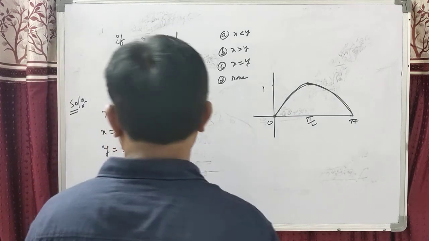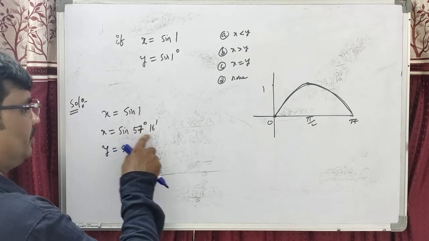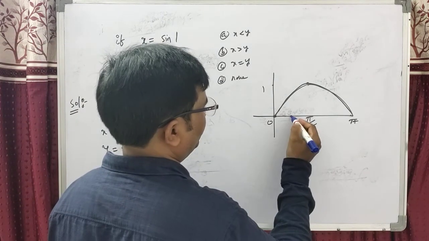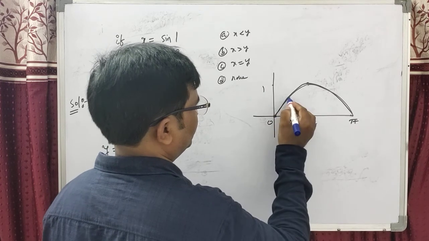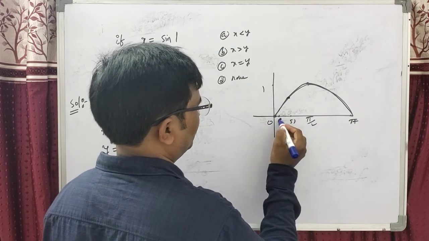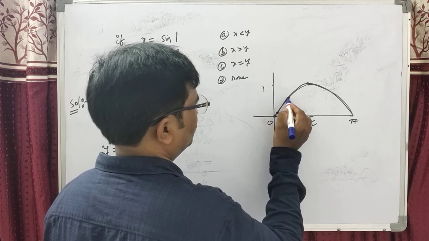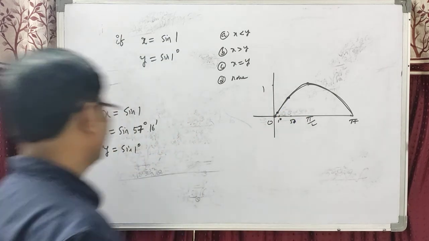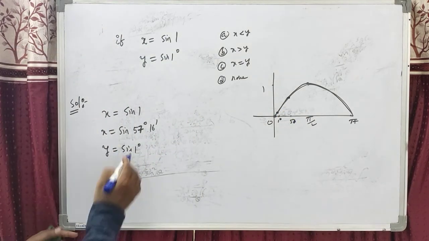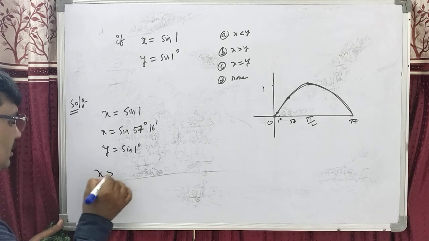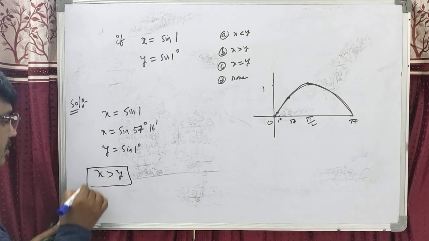So what is, dear students, sine 57 degrees? Suppose we are taking 57 here, this is like this, 1 degree is like this. So 57 degrees, which is greater? 57 is greater. Dear students, here we can write x is greater than y. This is the suitable option.